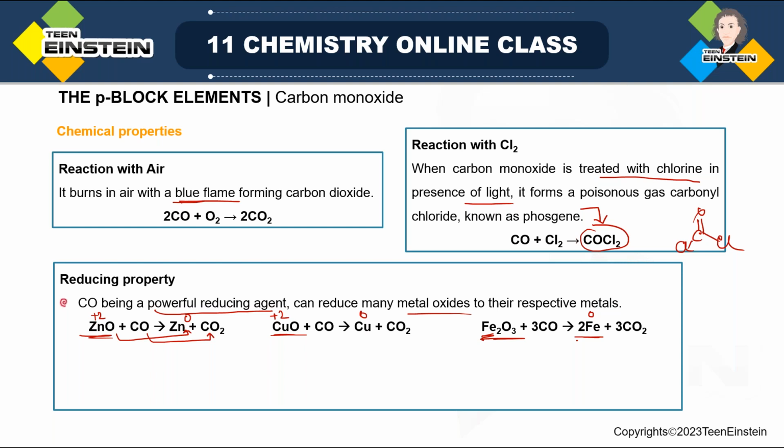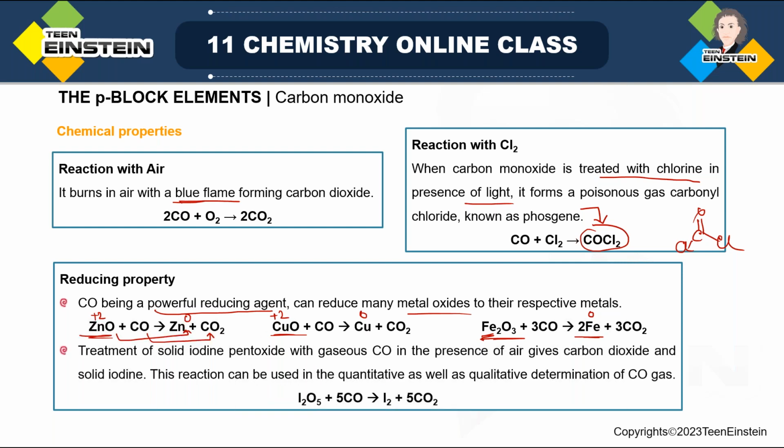Each time I mention any feature, I am also comparing with CO2 so that you can understand the difference between these two oxides. Treatment with iodine pentoxide, that is I2O5. It is like this.